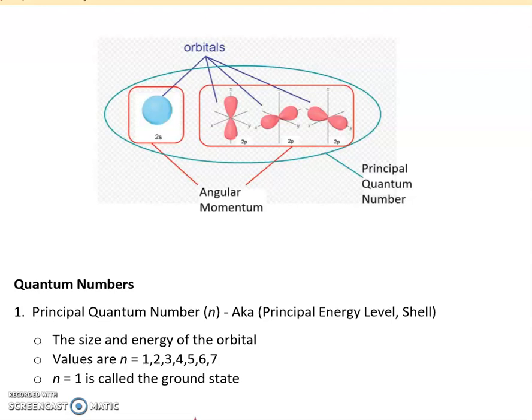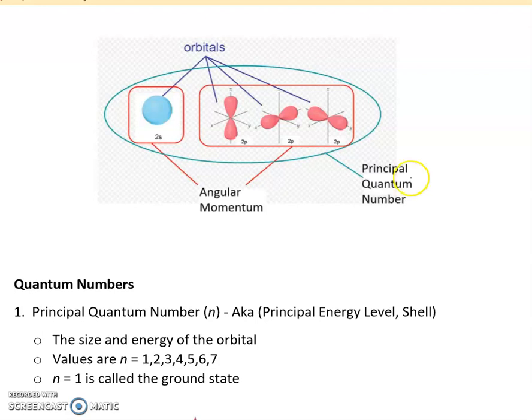Hello class, in this module we will be focusing on quantum numbers. We just got finished going over all the orbital shapes, and now we're going to focus on the quantum numbers just to wrap everything up. This chapter, especially the end of this chapter, is pretty abstract, so I want to go over this again. So here, let's refresh our memory.